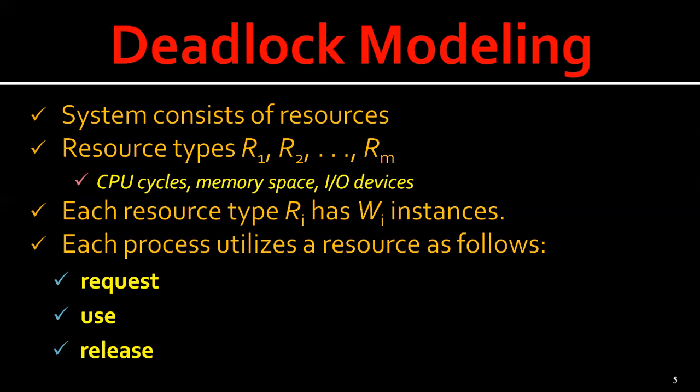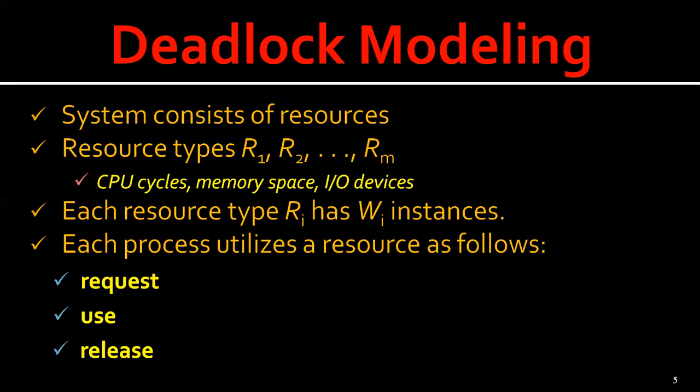So here a process must request the resource before using it and must release the resource after using it. A process may request as many resources as it needs to carry out its designated task. Obviously, the number of resources requested may not exceed the total number of resources available in the system. So in other words, a process cannot request 3 printers if the system has only 2.